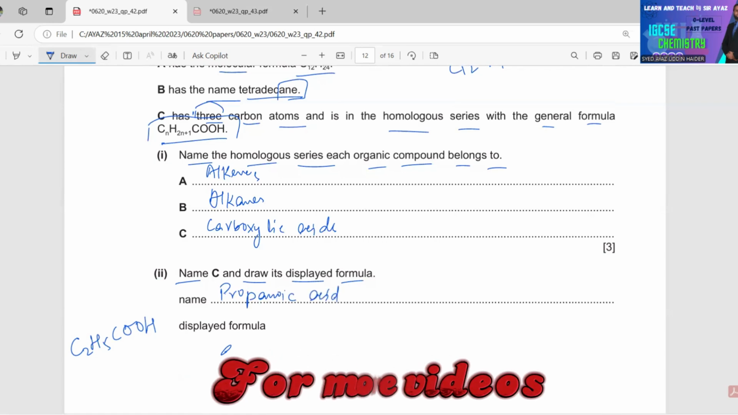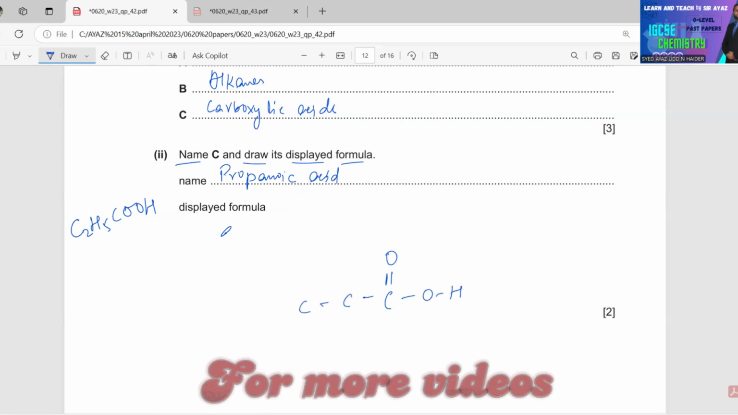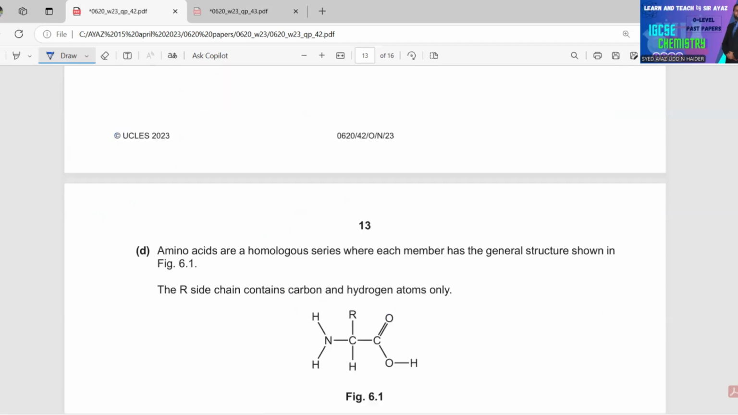Displayed formula of propanoic acid, there must be COOH here. 1 COOH. And there are 2 carbon atoms, 1, 2, showing the bond between carbon and hydrogen. So this will be the final displayed formula of propanoic acid.